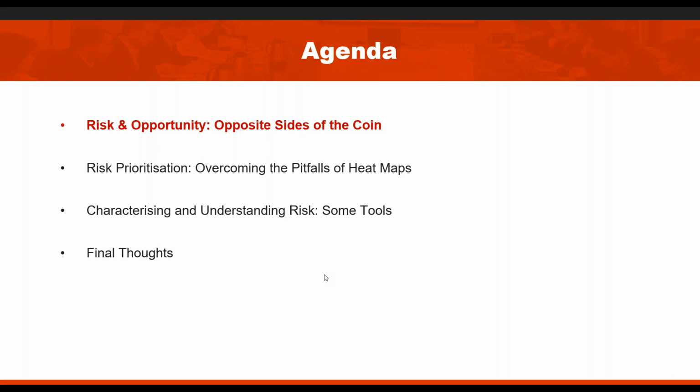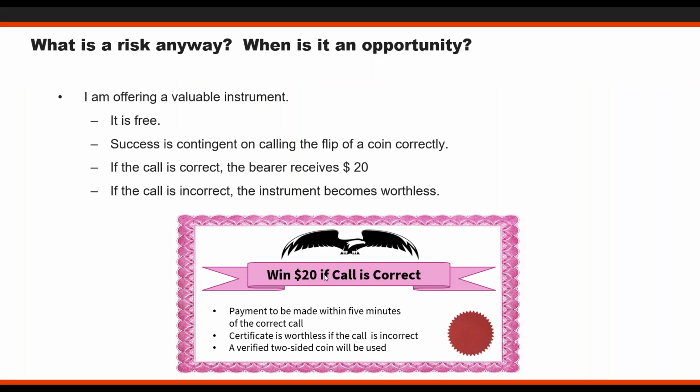So if we go forward to the next one, let's assume that I'm going to offer everyone that's online a valuable instrument. It costs you nothing. Here's what it is: you get $20 if you call a coin correctly. The coin is a fair coin, we flip it, and if you call it right, you get the $20. If you don't, the instrument expires and becomes worthless. So the first question is, is this a valuable instrument? Is it worth something? I think most people would say yes.